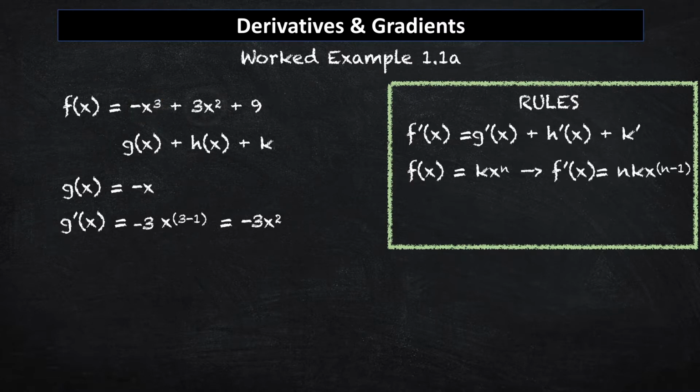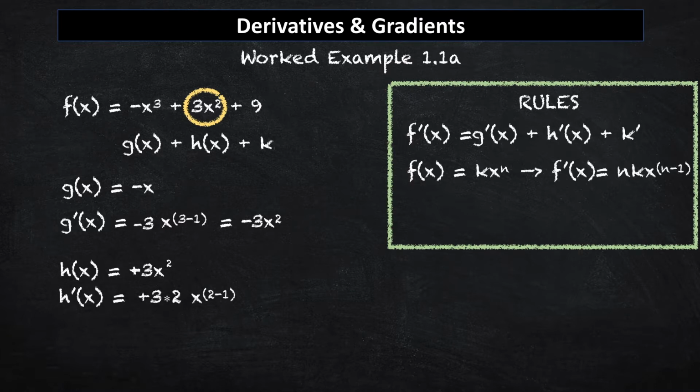Now let's go to the second term, the function h, which is 3 multiplied by x to the power of 2. We can apply the second rule that is in our box of rules, and we find that the derivative of h is 3 multiplied by 2, which is our n, multiplied by x to the power of n minus 1, so 2 minus 1. So the derivative in this case is 6, which is the result of 3 multiplied by 2, times x to the power of 1. And since x to the power of 1 is x, the final derivative is 6x.